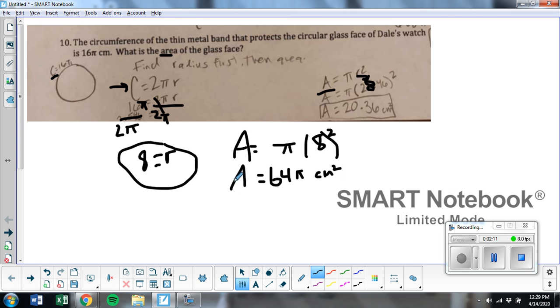Again, you have to do it in two steps because there's not one formula with a C and an A. You're going to have to use two different formulas. So sorry about that. I forgot the pi over there.